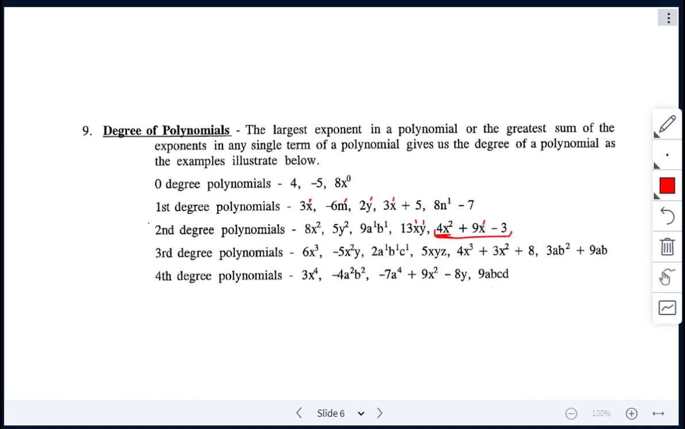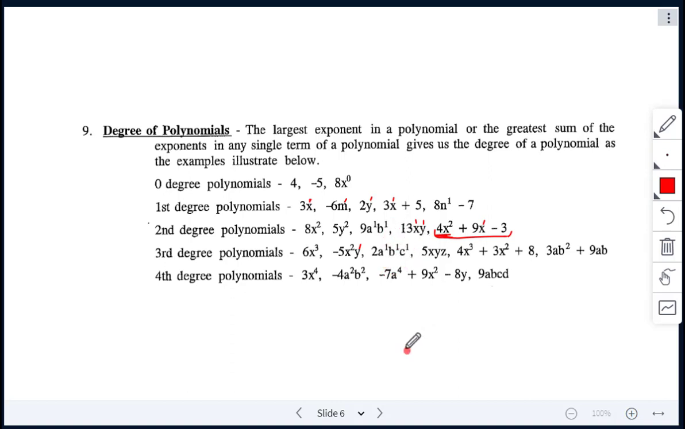Next, let's look at examples of third degree polynomials. So the first one, 6x cubed. Here, this term is negative 5x squared y. So remember the y does have an exponent of 1, right? So therefore, 2 plus 1. So this term does have a degree of 3. Here, this term is 2abc.